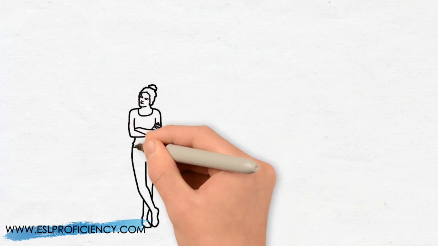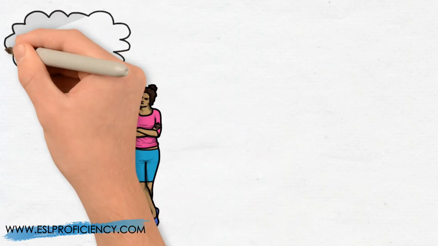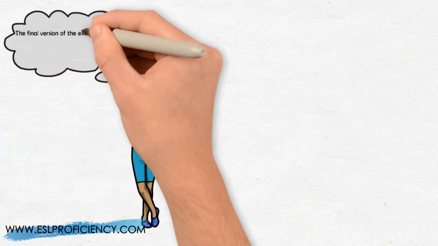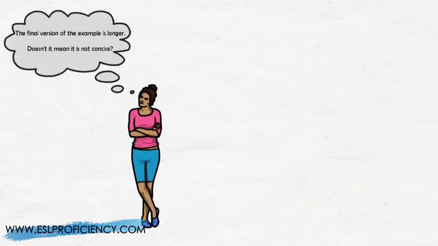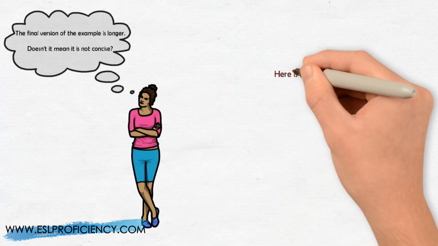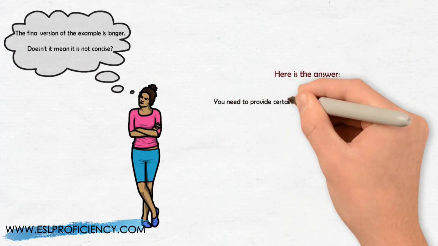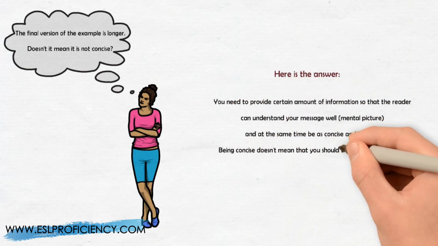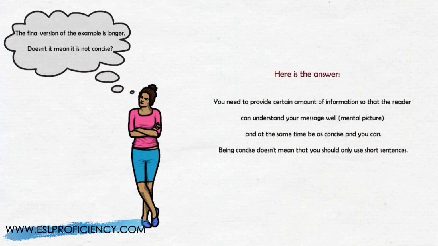Now, you might ask a question. Well, this final version is longer. Doesn't it break the first rule which says try to be concise or avoid clutter? Well, the answer is, when you write, you need to give a certain amount of information so that you don't confuse your reader. In our example, the information about why the actors were good was necessary, so we had to include it while being as concise as we could.